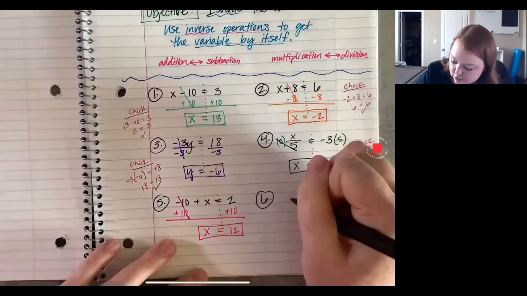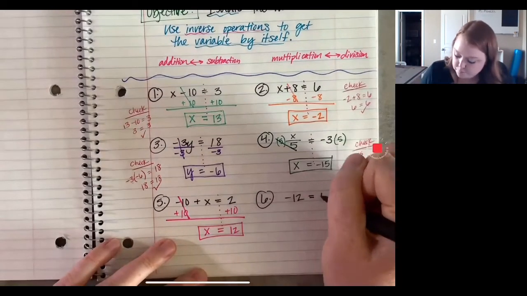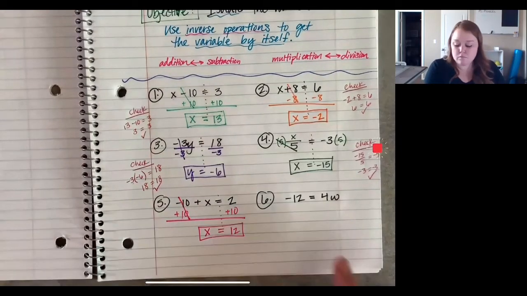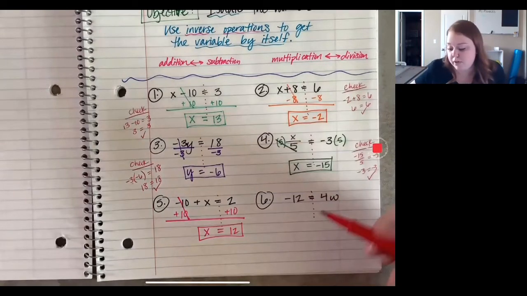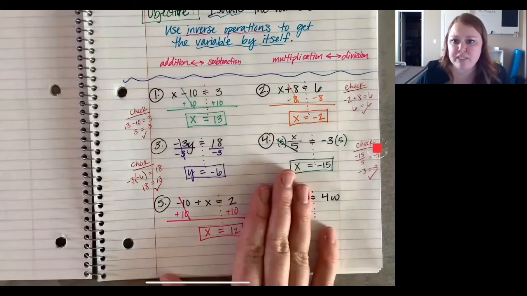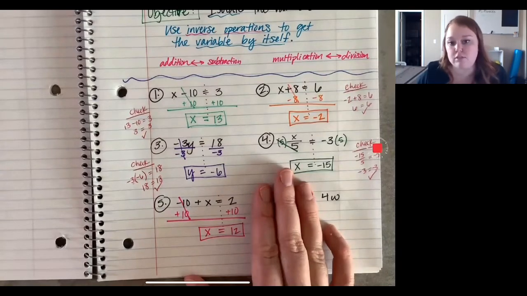Number 6, negative 12 equals 4w. Okay, on this one, separate my sides. I go to the side with my variable on it. Uh-oh, the variable's on the right-hand side. Do I freak out and stop? No. Who cares? It's on the right-hand side, whatever. Process is still the same.